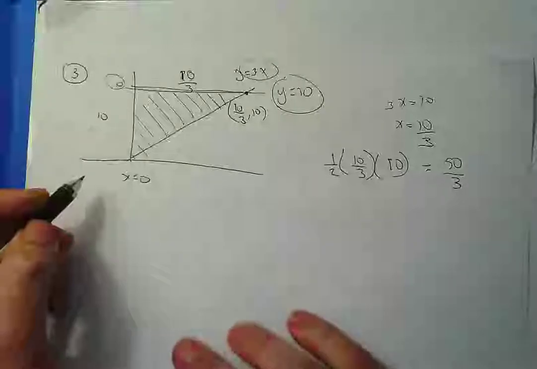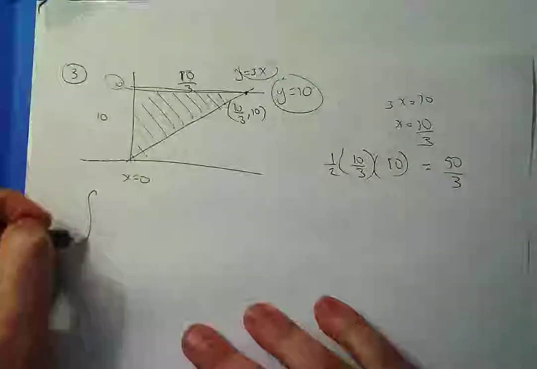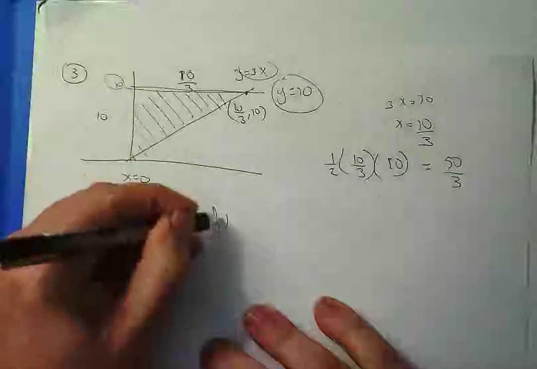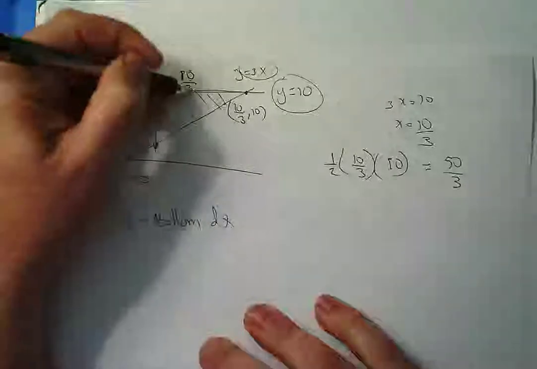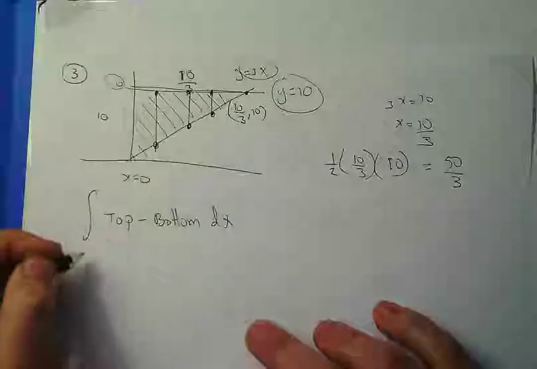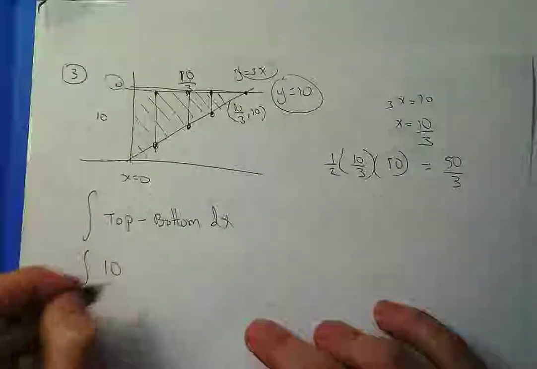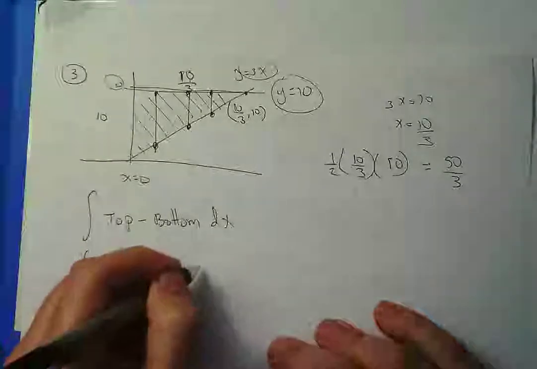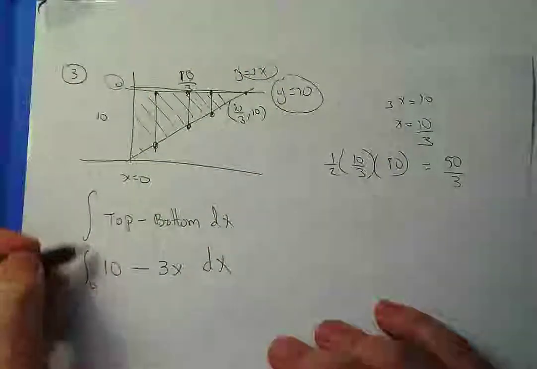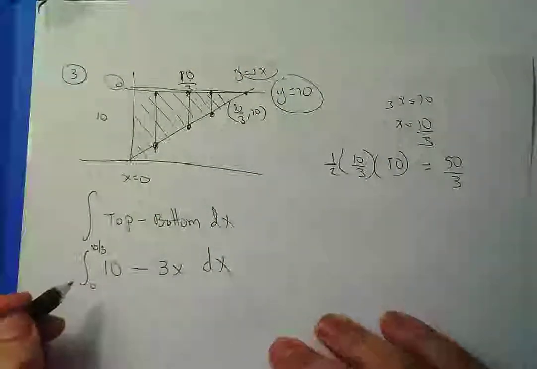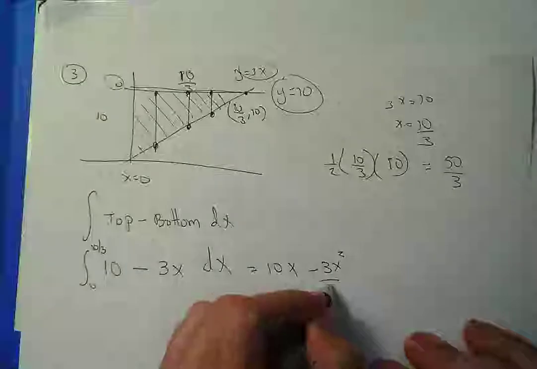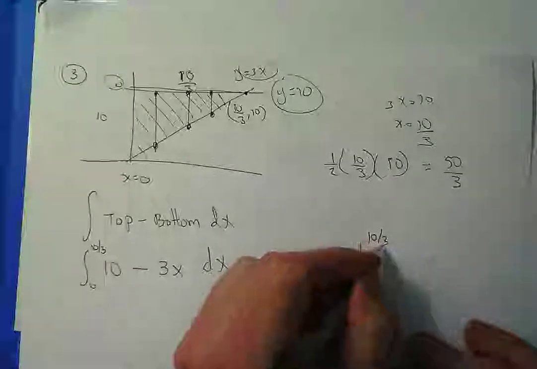Okay, so next, they say set up an integral. Well, this is top minus bottom. Top minus bottom. Our top function is y equals 10. Our bottom function is 3x. And I'm integrating from here to here. So from 0 to 10 thirds. The antiderivative here would be 10x minus 3x squared over 2, from 0 to 10 thirds.